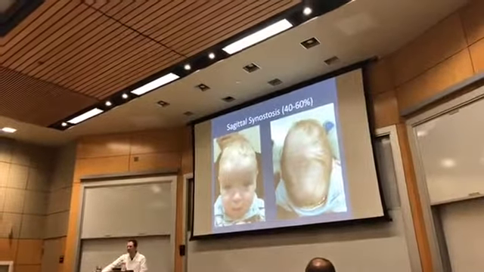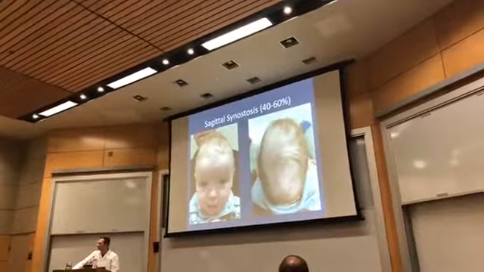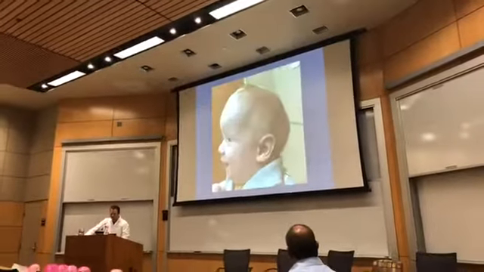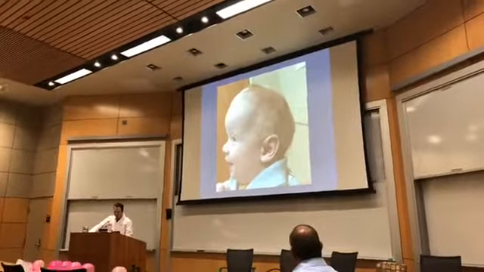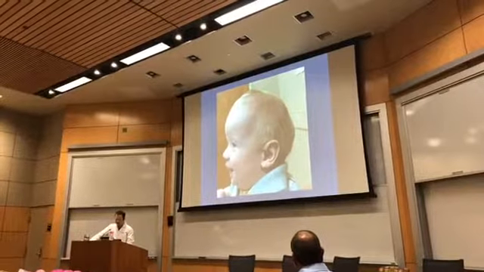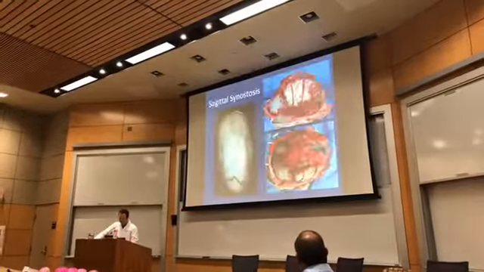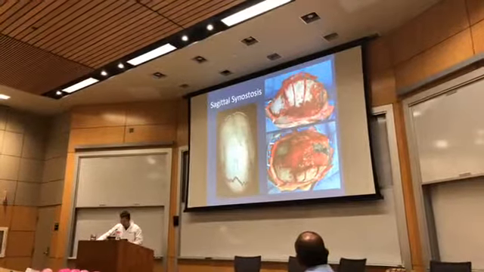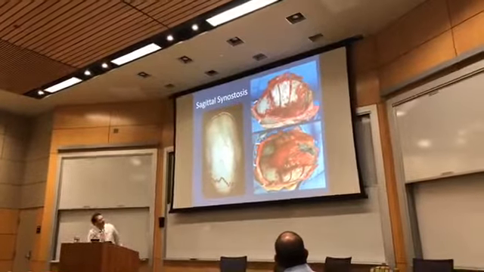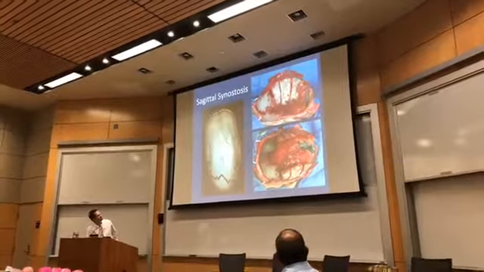Which is 40 to 60% of the babies with single suture non-syndromic synostosis. You can see them. I took out a lot of the bloody pictures, but I left some. So this is kind of what we do. And I included the CT scan.